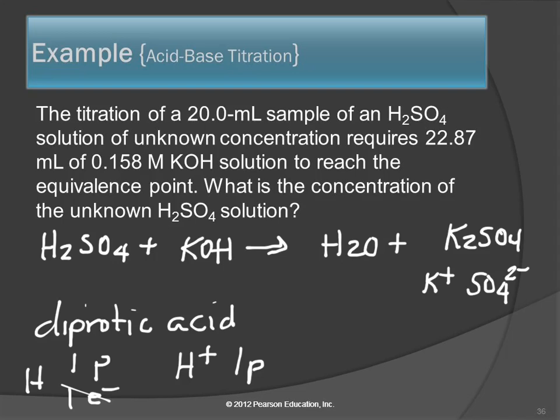If this is a diprotic acid, it's going to produce 2 moles of hydrogen, 2 moles of water. And we're going to need 2 moles of the base, of a base like this. And we can look at this and we see 2 potassiums. Yeah, we need 2 potassium hydroxides. 2 hydrogens here combined with the 2 hydroxides make the 2 water molecules.